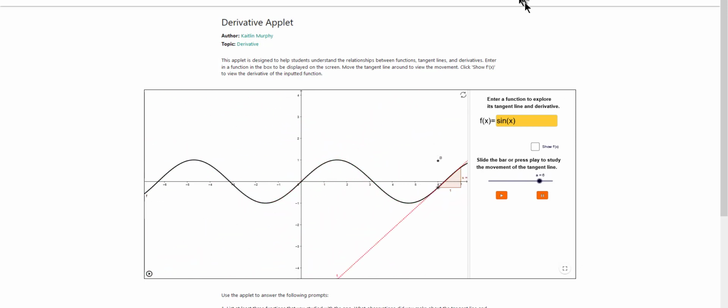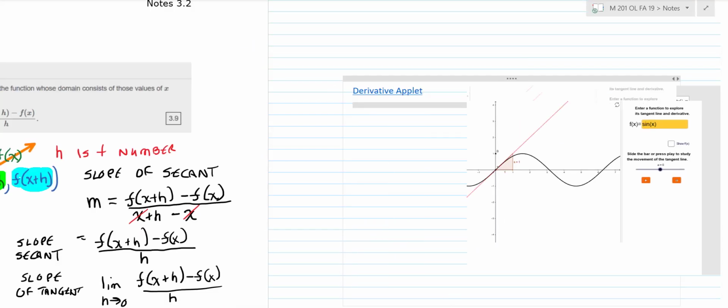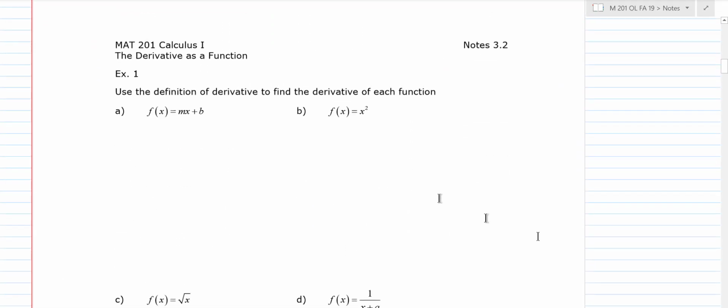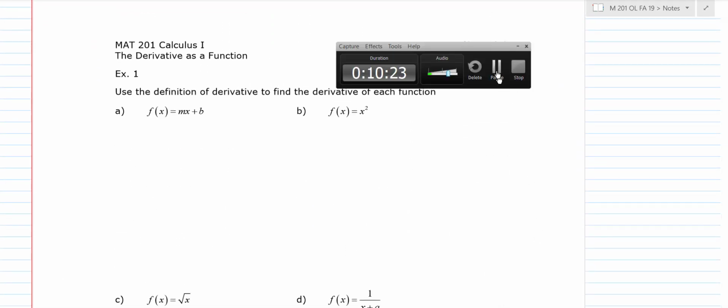So the idea is, I want you to know that what happens is that tangent line its slope continues to change. Okay? All right, now we're going to move to the second page on our notes. And we're just going to do some derivation.